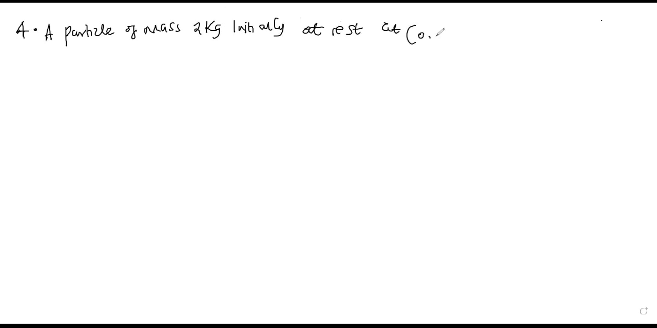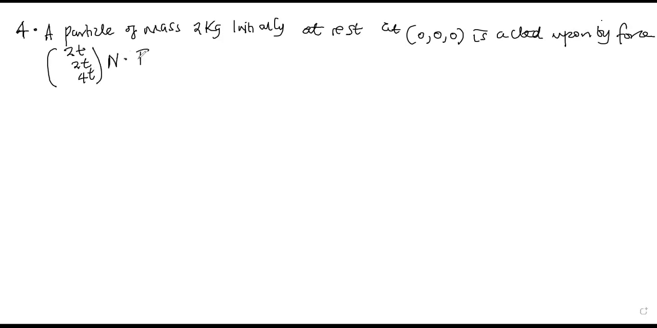Number 4. A particle of mass 2 kilograms, initially at rest at 0, 0, 0, is acted upon by force 2t, 40 newtons.